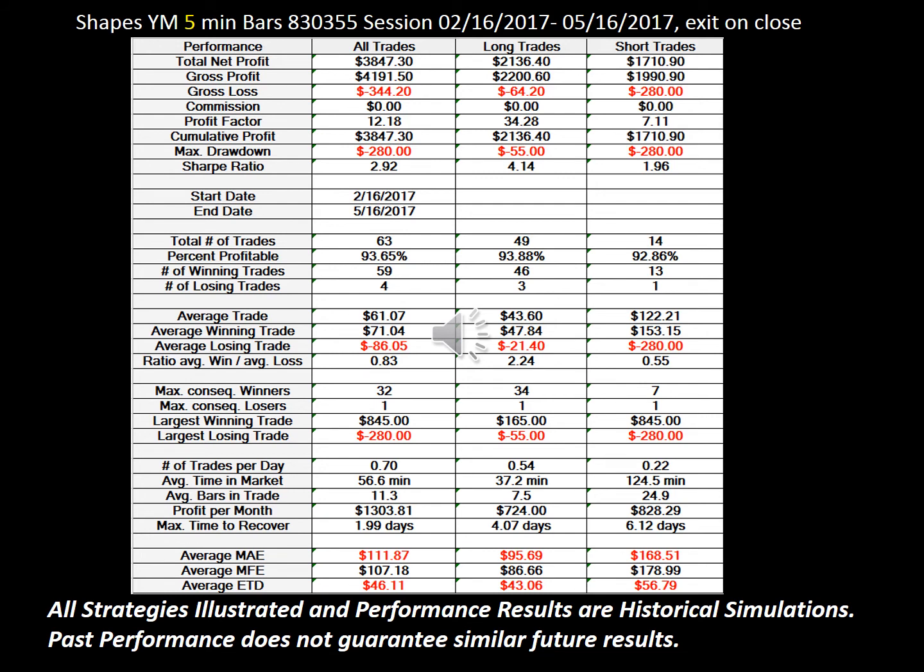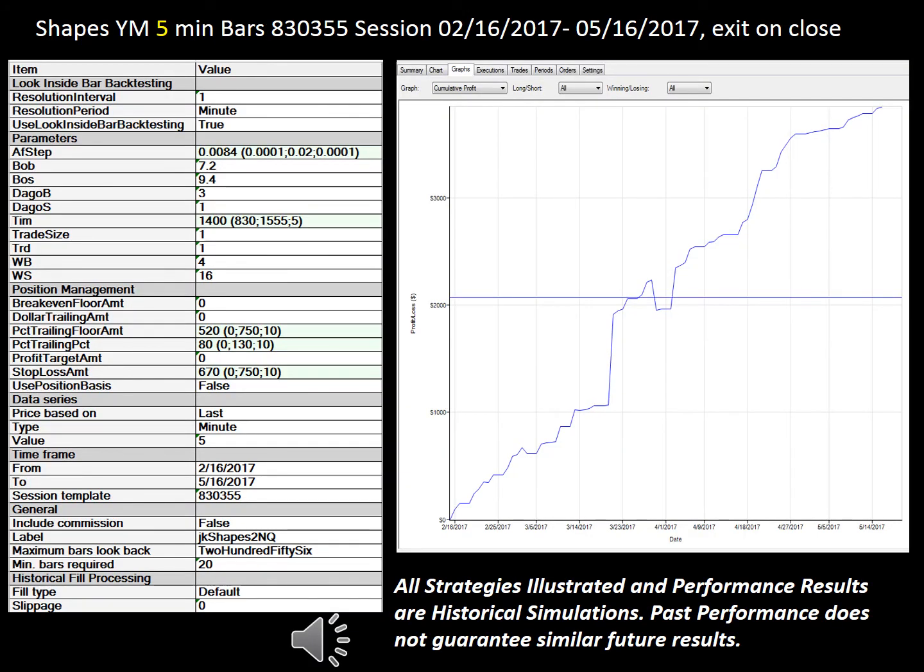Here's mini Dow on shapes with a 5-minute bar, 3 months, a very high percent right at 93%. We'll take a look at the inputs and get a feel for this, but that's awfully high percent correct. Here's one of the secrets of why you can get a high percent correct: you risk more money on any one trade. This has a big stop of $670, and once it makes $520, it still risks 80% of the profits. It's out about 2 o'clock Chicago time, and it has a great equity curve and a great percent right, but there is a lot bigger risk on every trade.